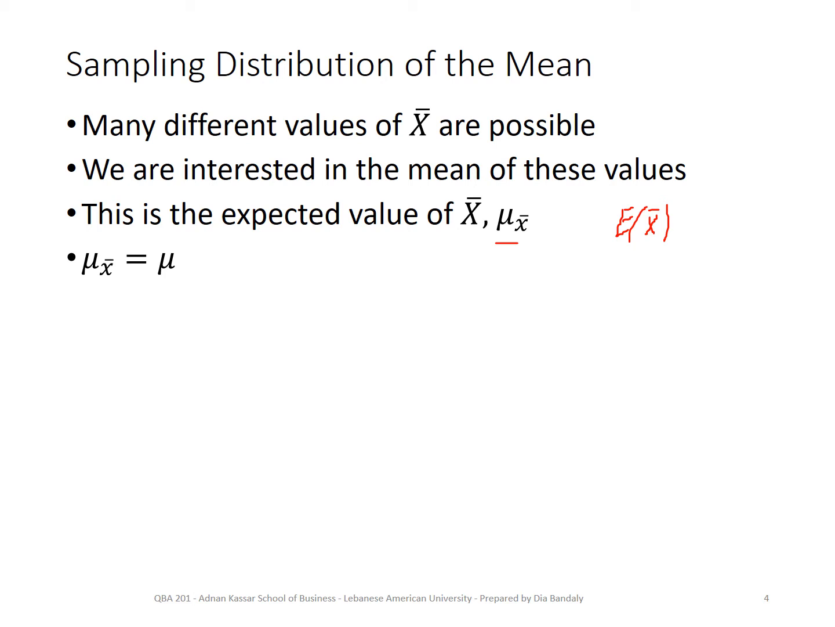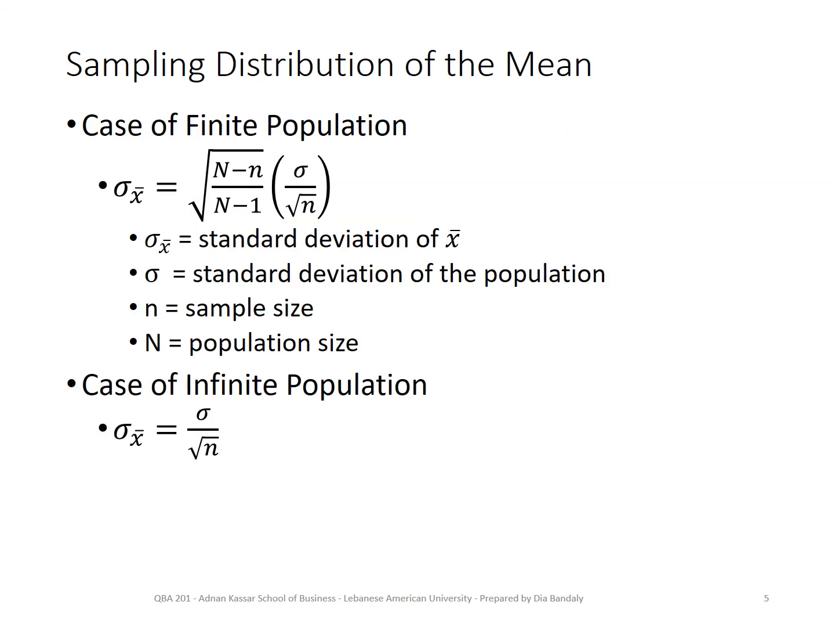We're going to use either this notation, mu of x bar, or E of x bar. And mu of x bar, as we have seen in the histogram, is nothing but equal to the mean of the population. So this is the first property that we know about the sampling distribution. The mean of the distribution of x bar is equal to mu, which is the population mean.